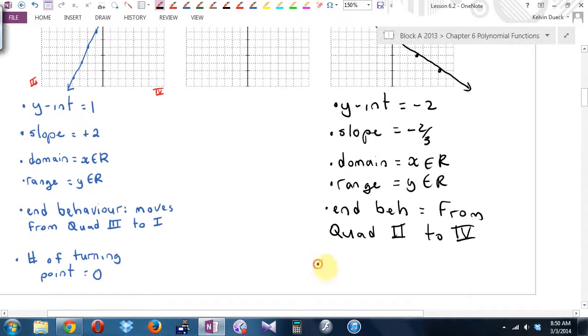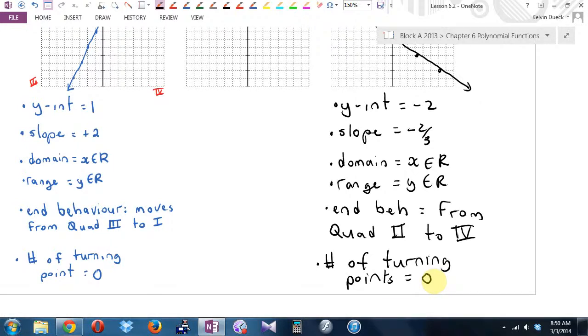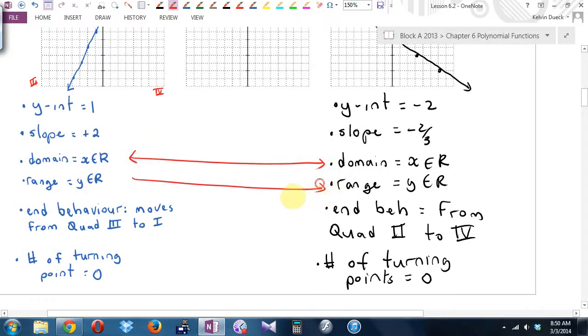Oh, and number of turning points is what? 0. Which of these are going to be the same for every single straight line as long as we exclude vertical and horizontal? Anytime I'm talking about a line, let's assume I'm not talking about a slope of 0 or an undefined slope, unless I specifically say. Which of these will be universal? Well, I guess those two, those two, those two.